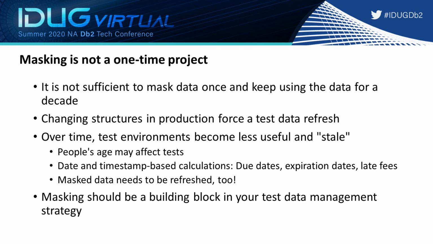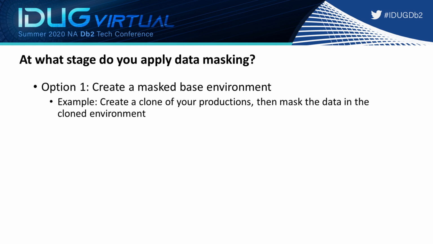That's why you need to refresh your masked test environments, and you need to do it frequently. As a consequence, data masking should not be separated from your test data provisioning strategy. It should be one of its building blocks. Broadly speaking, you can add data masking to your test data management processes in 3 different ways. Many people have an environment that's a complete clone of the production environment, and test data is taken from that environment and copied into the actual test systems.